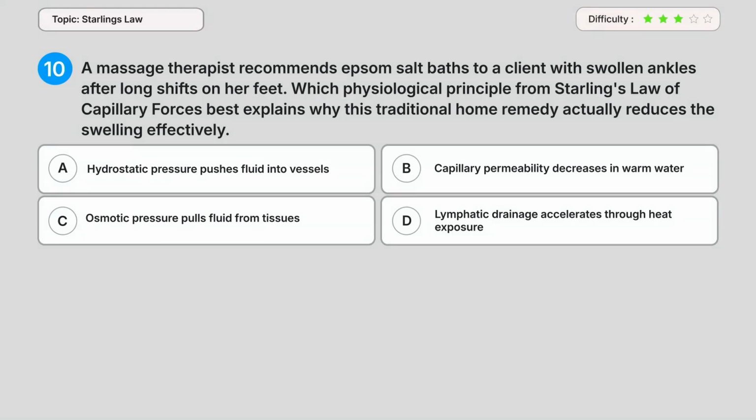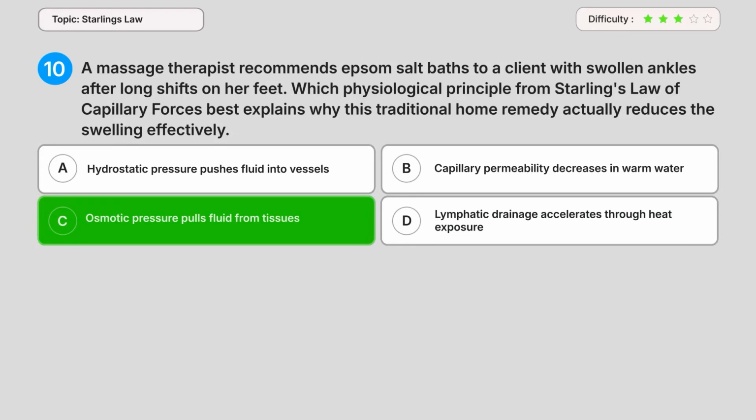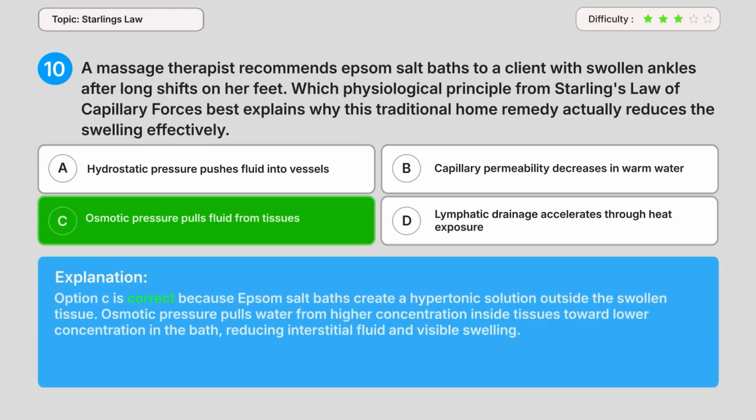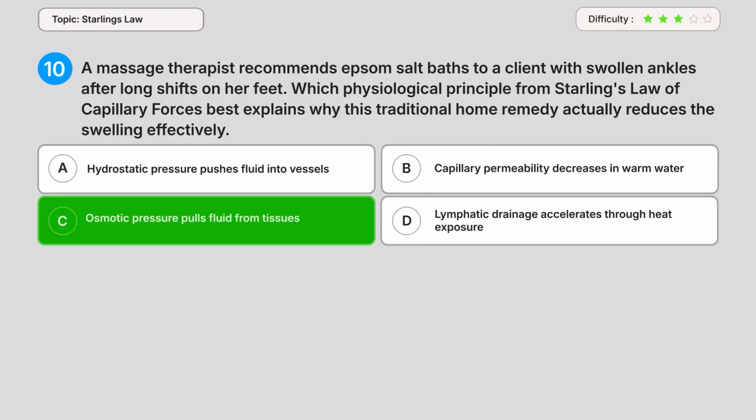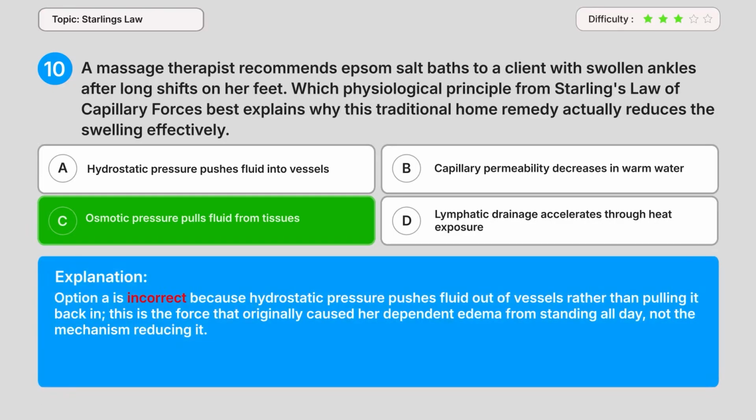Correct answer. C. Osmotic pressure pulls fluid from tissues. Epsom salt baths create a hypertonic solution outside the swollen tissue. Osmotic pressure pulls water from higher concentration inside tissues toward lower concentration in the bath, reducing interstitial fluid and visible swelling. Option A is incorrect, because hydrostatic pressure pushes fluid out of vessels, rather than pulling it back in.